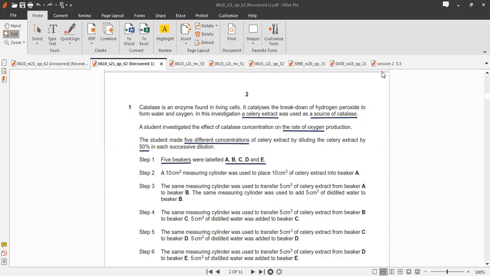Step 1. 5 beakers were labeled A, B, C, D, and E. Step 2. A 10 cubic centimeter measuring cylinder was used to place 10 cubic centimeter of celery extract into beaker A. Step 3. The same measuring cylinder was used to transfer 5 cubic centimeter of celery extract from beaker A to beaker B. The same measuring cylinder was used to add 5 cubic centimeter of distilled water to beaker B.